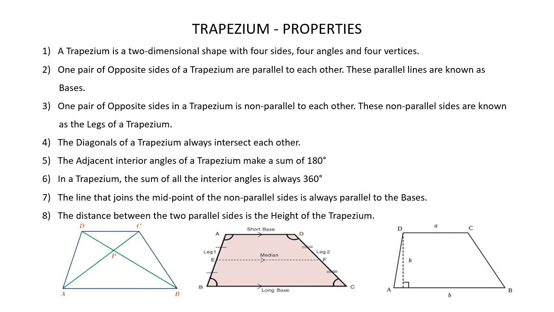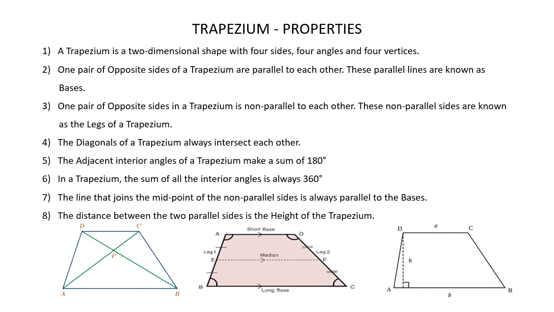The diagonals of a trapezium always intersect each other. This means here the diagonals of the trapezium are DB and CA, and they always intersect each other.